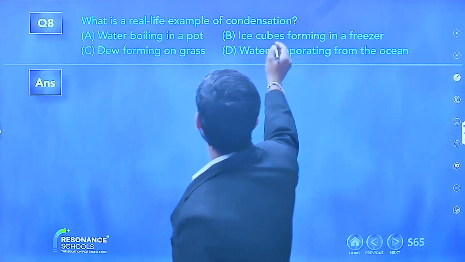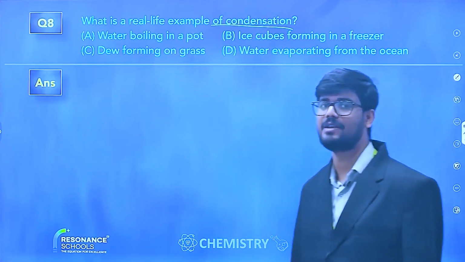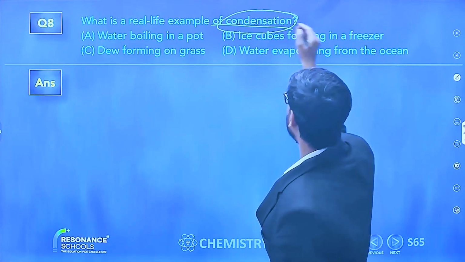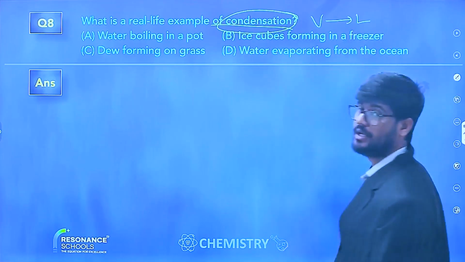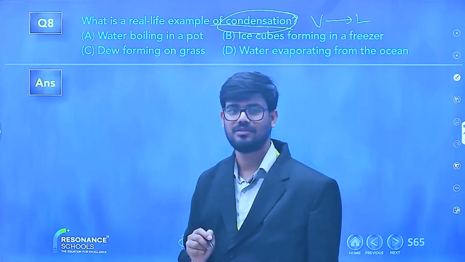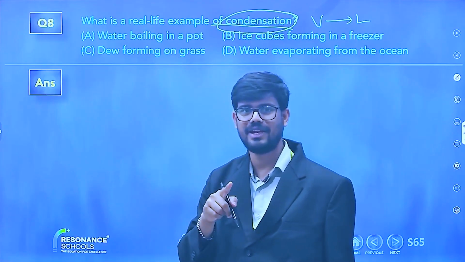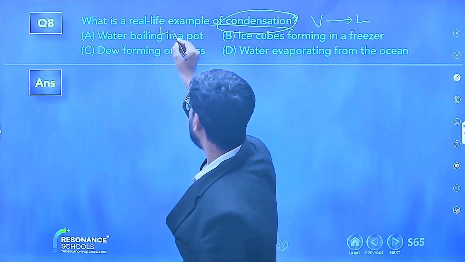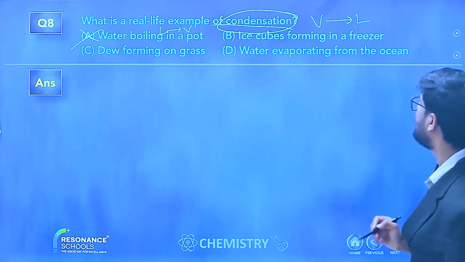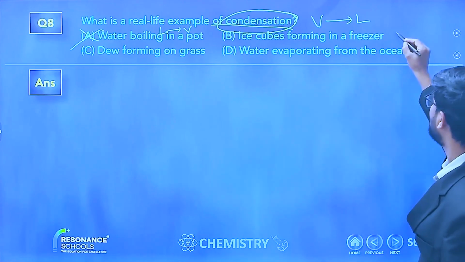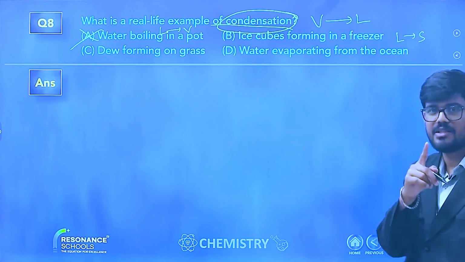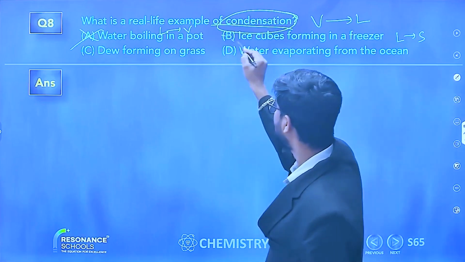What is the real life example of condensation? Condensation means, always remember, vapor converting into liquid. Now water boiling in a pot, it is the opposite of condensation, right? It means liquid to vapor, not the correct answer. Ice cubes forming in a freezer, it means liquid to solid. But condensation means vapor to liquid, right? So this is also not the correct answer.